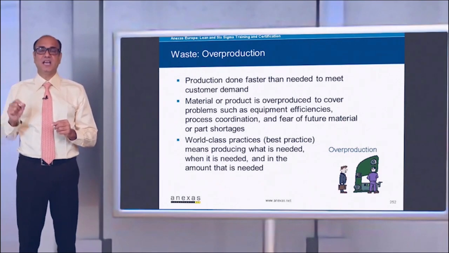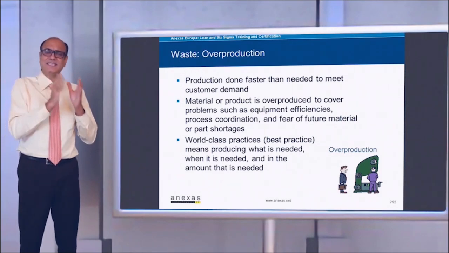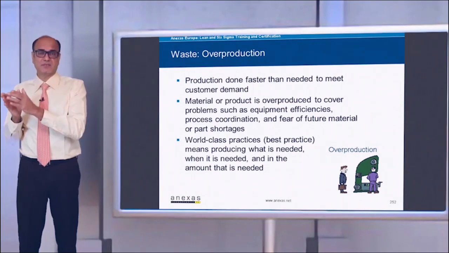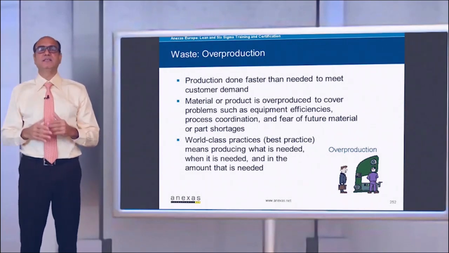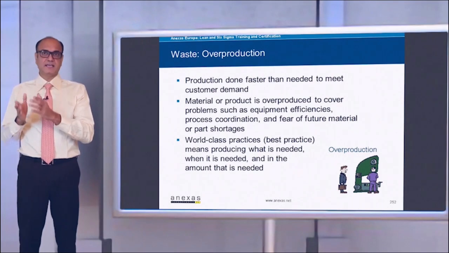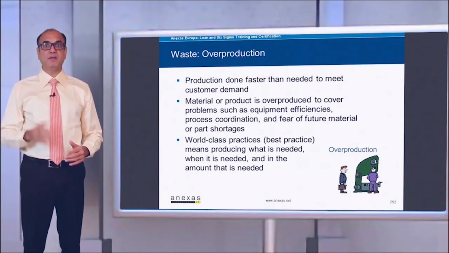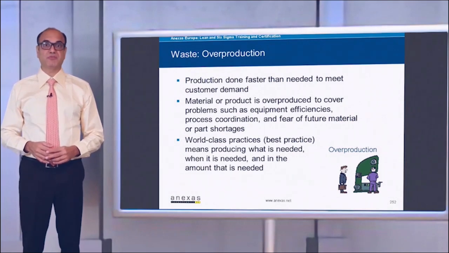World-class practices, like best practices, mean producing what is needed, when it is needed, and in the amount that is needed. So you should produce just in time the quantity which is needed by the customer. How can we do that? I will take an example at a later stage. Overproduction must be eliminated to be able to control variation in the process.